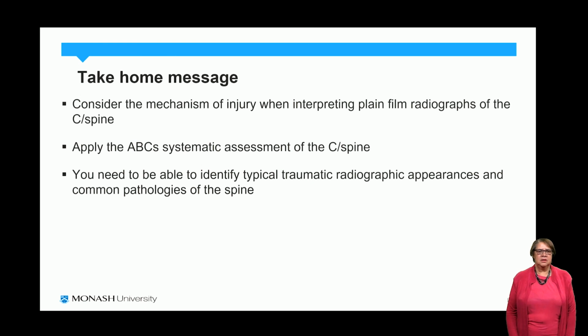So in summary, consider the mechanism of injury when you look at plain radiographs of the cervical spine, and always remember to apply the ABC systematic approach with the cervical spine. You should be able to identify typical traumatic fractures and pathology, as well as other common pathologies like osteoarthritis of the cervical spine. Thank you.